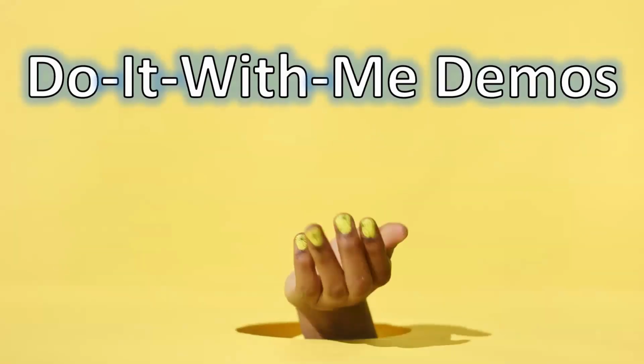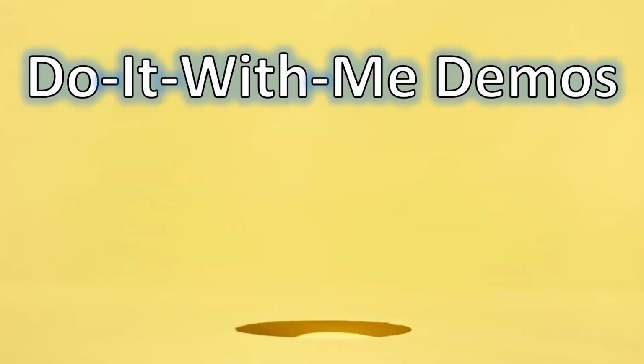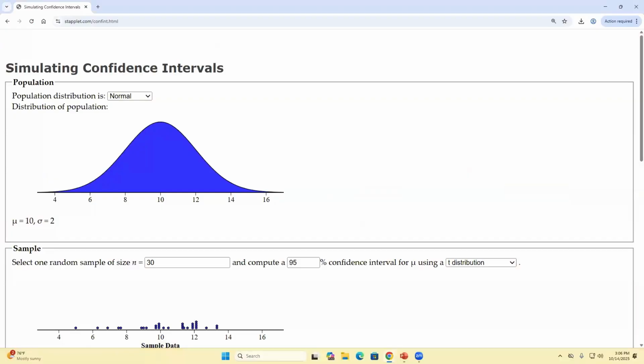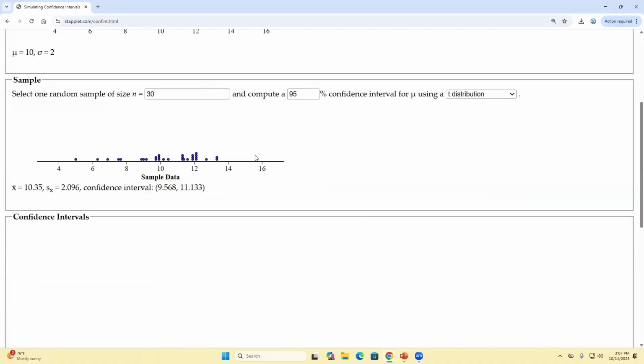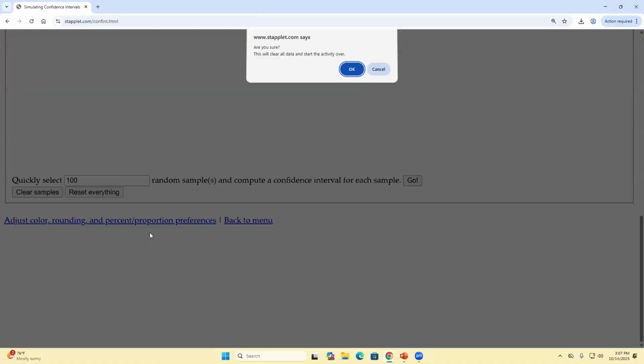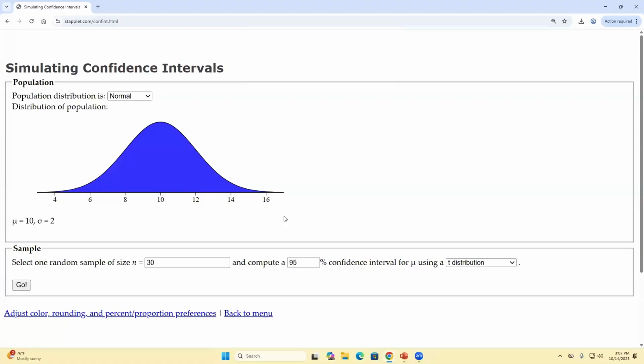So to see this in action, we are now going to do a do-it-with-me demo. So if you haven't already, I highly recommend you follow along. Go to staplet.com/confint.html and open up this simulator applet here. So this is going to be simulating confidence intervals, and we will just reset everything here so we can start together, and we're going to build up confidence intervals.